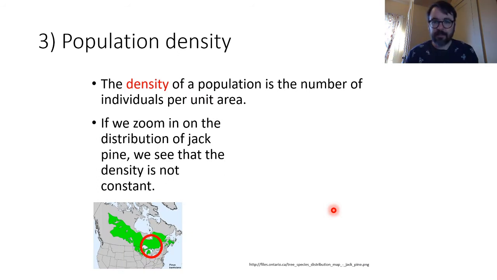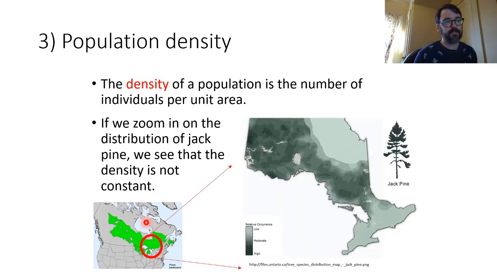Okay, and the third D is density. Density is just the number of individuals per unit area, right? And so, for example, I've told you that this is the sort of distribution of jack pine, but the density isn't equal in all places. If we zoom in on Ontario, you can see that we have a low abundance of jack pine here near James Bay and in southern Ontario around the bottom of Lake Huron. And you can see that we have really high density in a bunch of other places, north of Lake Huron, near the Upper Peninsula in Michigan, near the Manitoba border, right? So we see that the density is not constant across the range of jack pine.